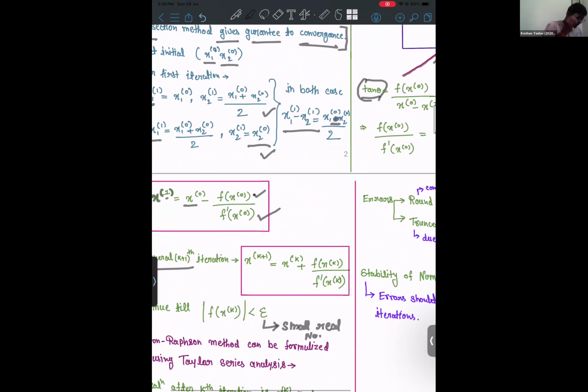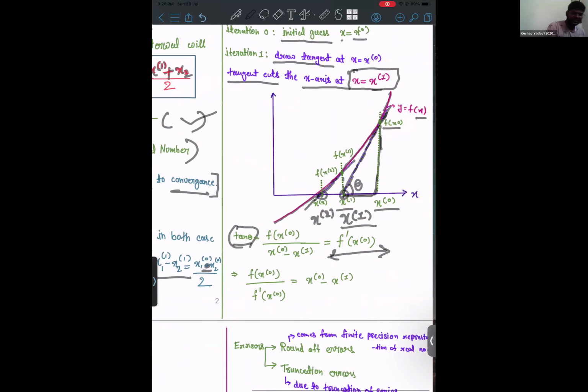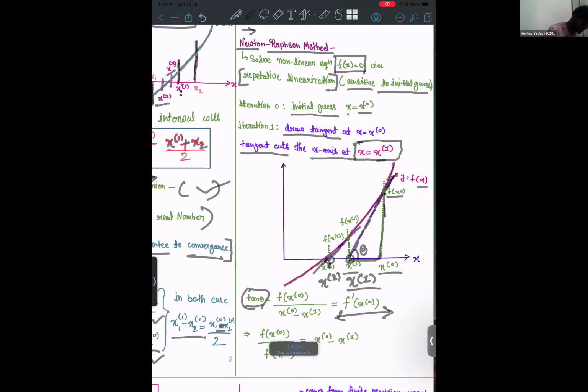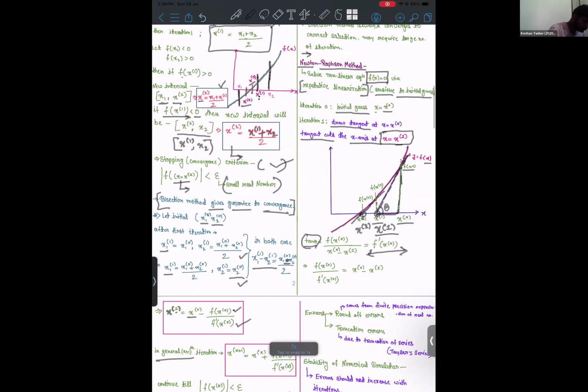Here you can see why it is called the repetitive linearization method. At every point, we assume that the function is linear. That's why we have drawn the tangent, and where the tangent has cut, we assume that was the solution. Similarly, here we assume the function is linear. That's why we have drawn the tangent. If the function was linear, where the tangent cuts would give the root. That's why it is called the repetitive linearization method.